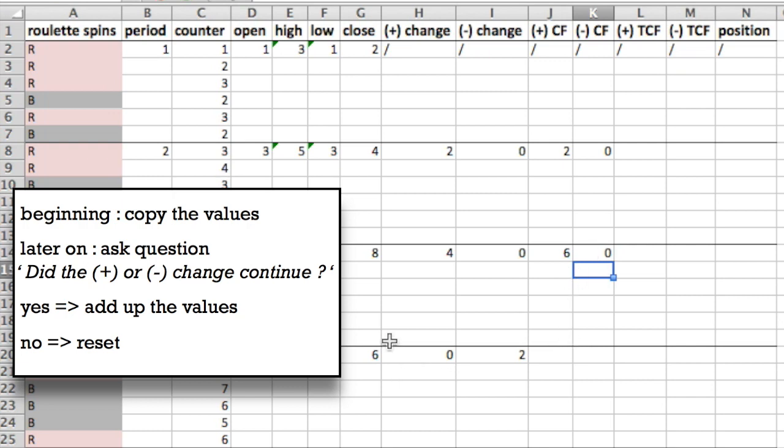Now the next, you need to ask yourself, did the positive change continue? It went from 2 to 4, 4 to 8, but then it went from 8 to 6. So no, the positive change did not continue. So it's bang, you reset to 0, and it went from 8 to 6, so 2. And so copy the value and reset, so here's now 2.